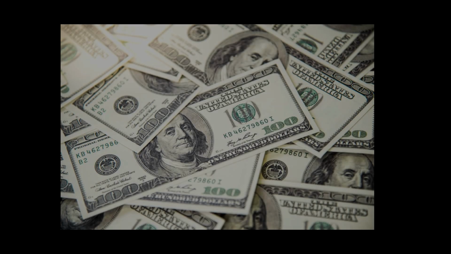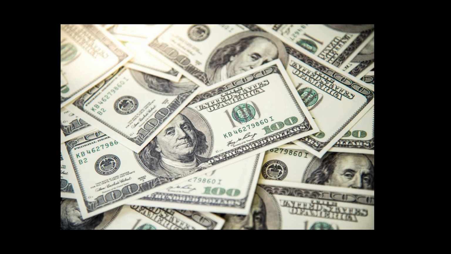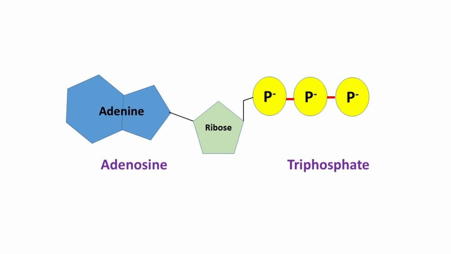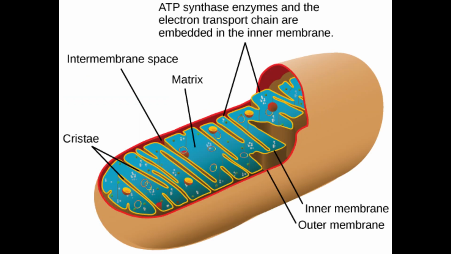The universal energy currency for our cells is adenosine triphosphate, also known as ATP. In eukaryotes, a major portion of ATP is generated in the mitochondria. In a brief summary, cytochrome C oxidase is an important enzyme in mitochondria related to the process of oxidative phosphorylation.